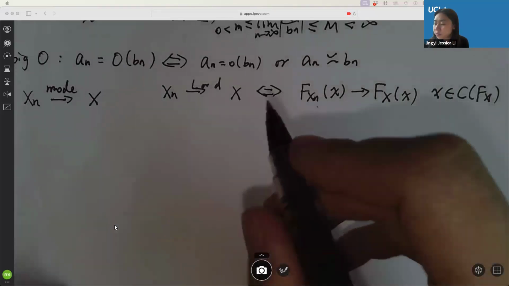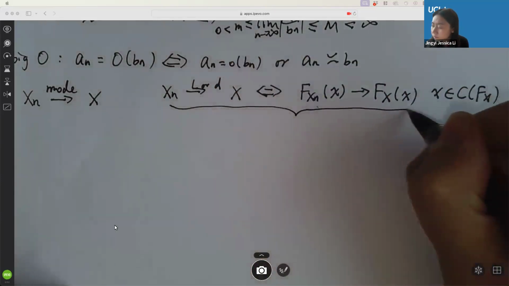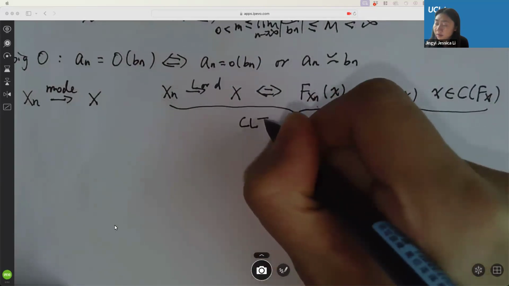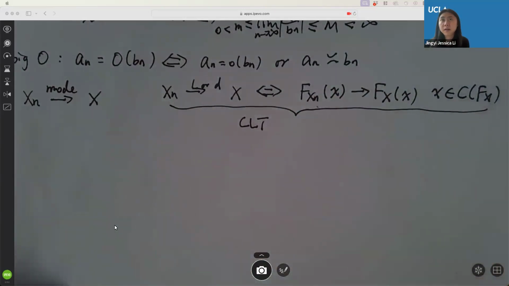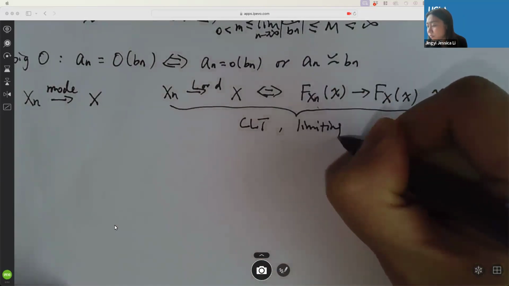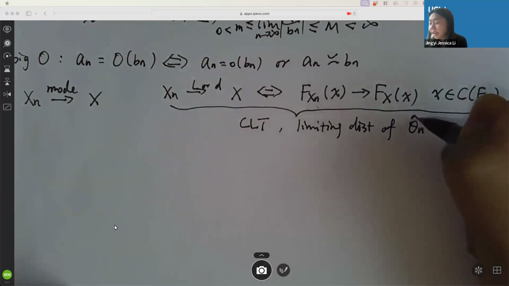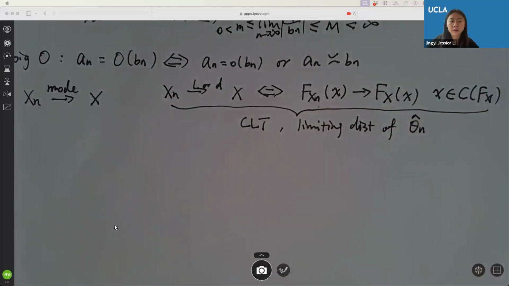And this is what we use in the central limit theorem. And also when we talk about the limiting distribution or asymptotic distribution of this statistic theta hat n, this is what we need. Convergence in law. So very important.